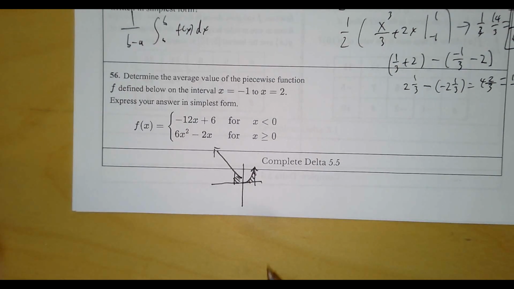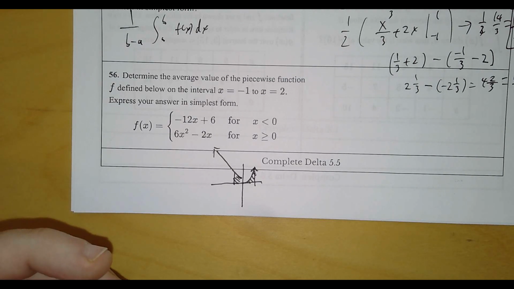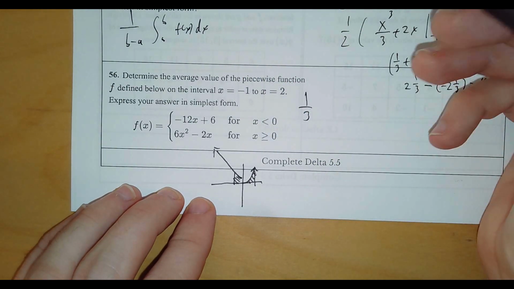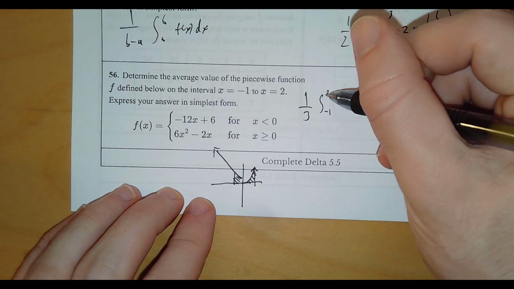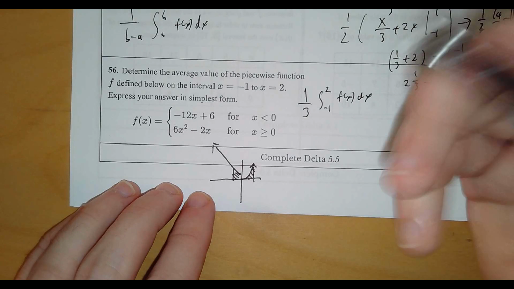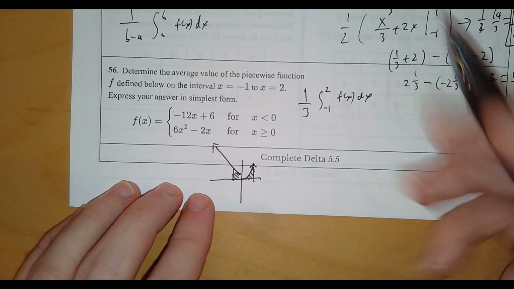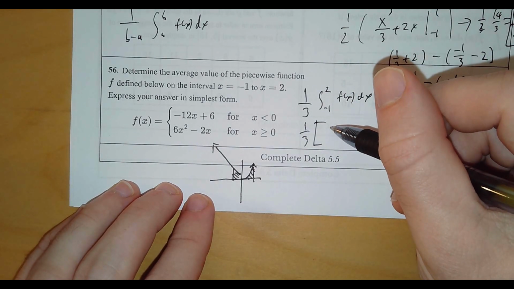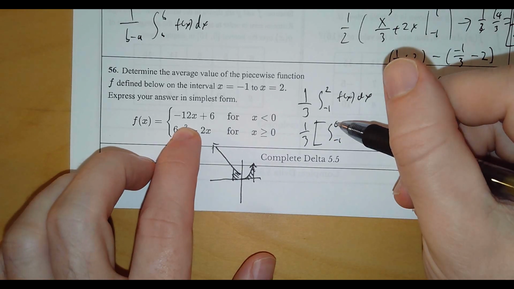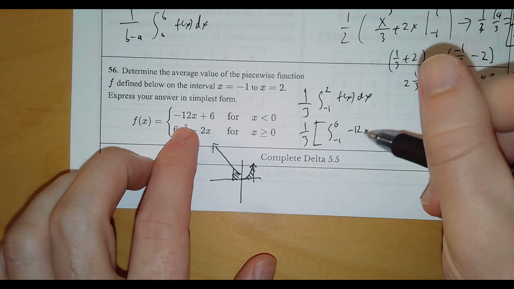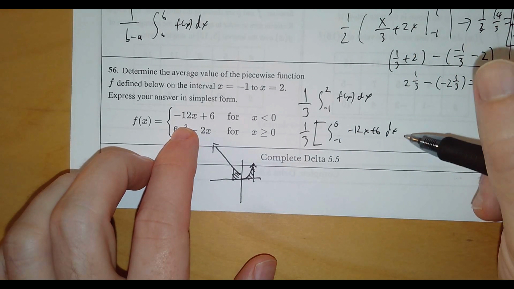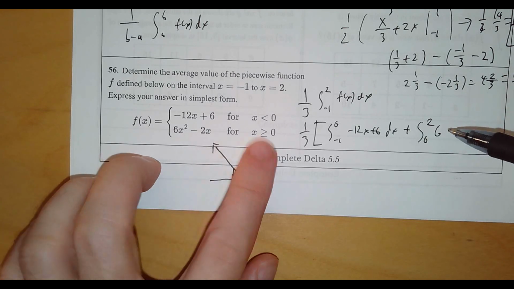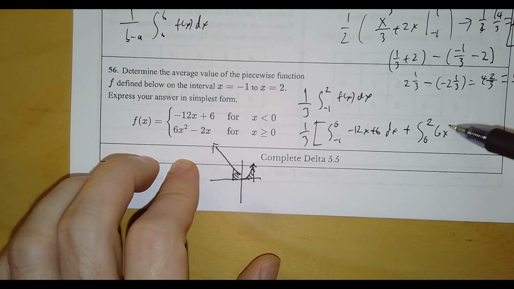So here I want the average value of f of x from -1 to 2. Well, that just means 1 over 3, because that's the distance. 2 minus -1 is 3. Integral -1 to 2 of f of x dx. The challenge with this one is that this then is going to separate into two intervals. So it's going to be 1/3 times, like this is one big parentheses here, integral -1 to 0 of this one, -12x plus 6 dx, plus the integral from 0 to 2 of this one, because it's for x greater than or equal to 0. Okay.